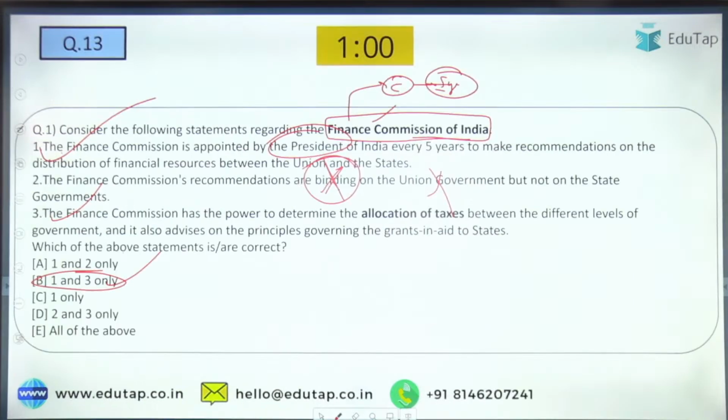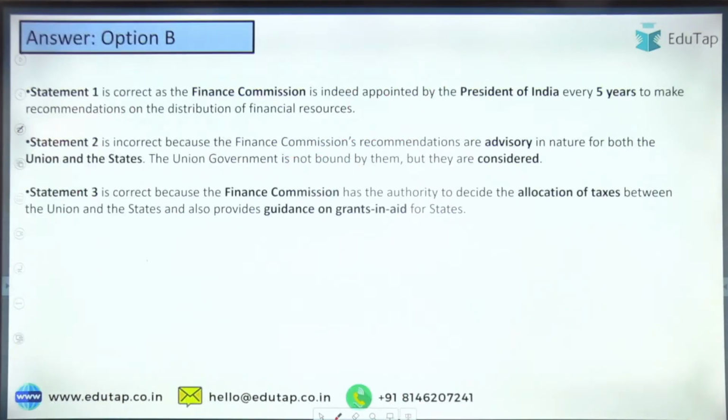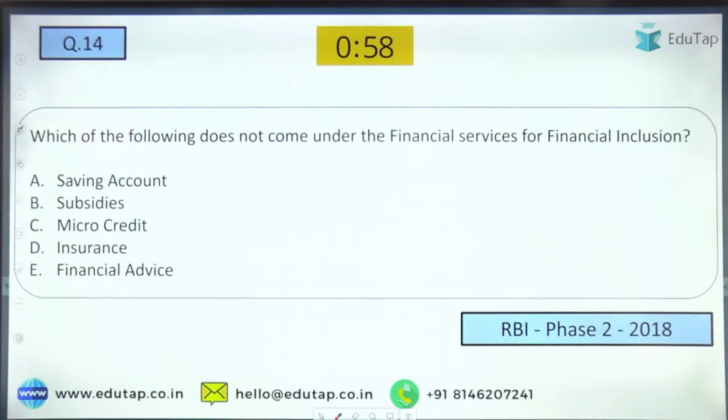So the question number, I think 13, yes, we know the 13th answer, which is the B option. Now the question number 14. Which of the following does not come under the financial services for financial inclusion?